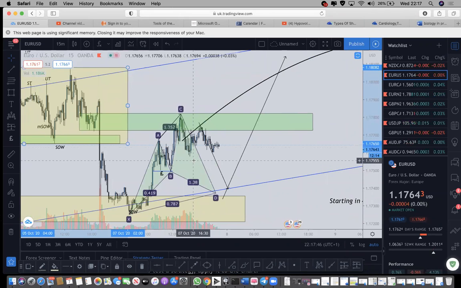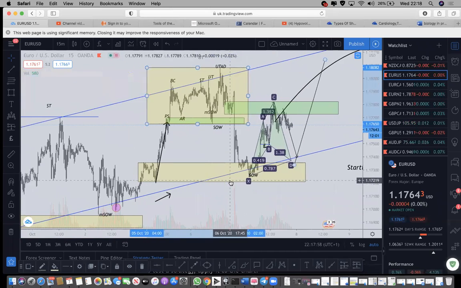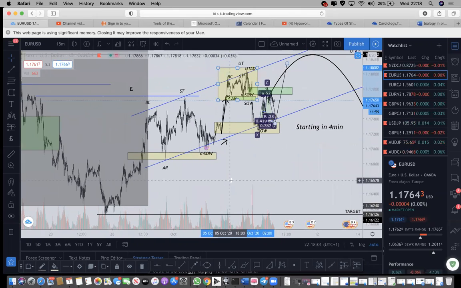Harmonics people here, we understand that we've got a cipher pattern here. If we are able to get price to retrace right here into our D point, then we're going to buy Euro USD for a bit of time. We're going to go into a nice buy on Euro USD for the Utah.